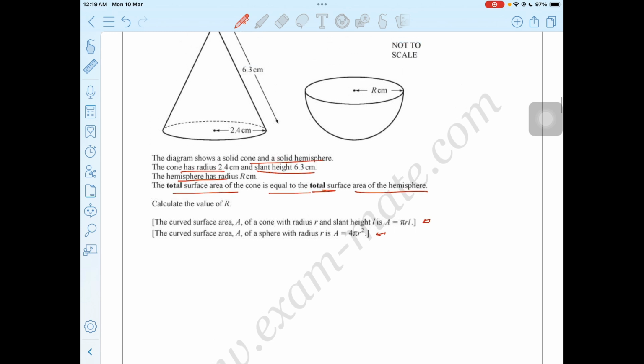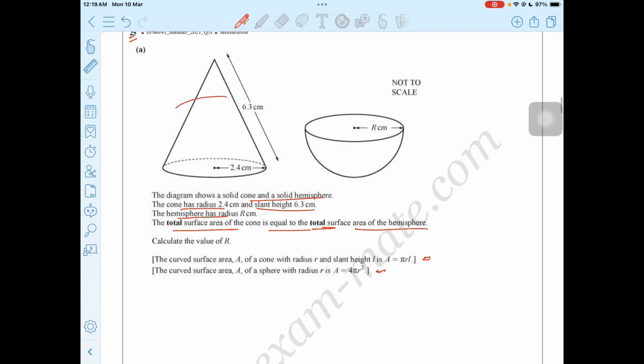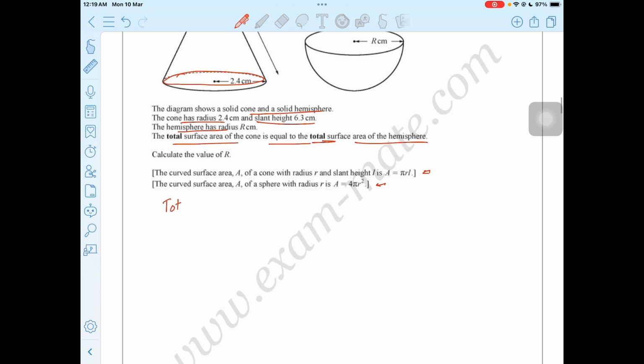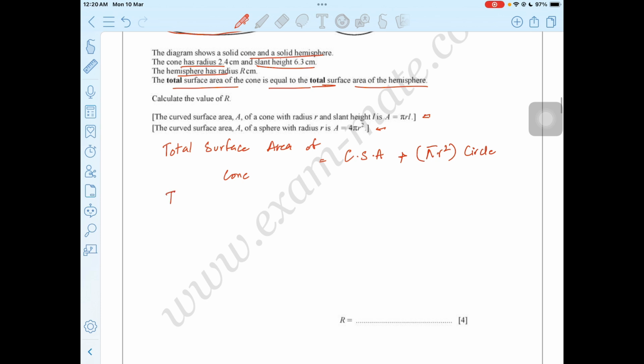For the cone, the curved surface area is basically this. We have to add this circle as well to get the total surface area, right? So the total surface area of the cone is equal to the curved surface area, that is CSA, plus pi r square, that is the circle, this circle, right?